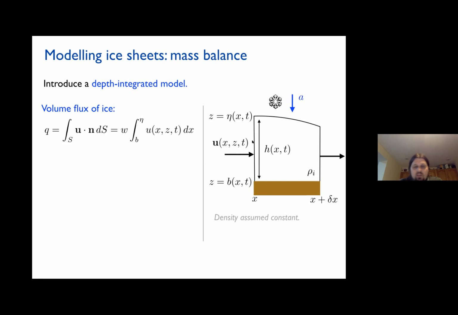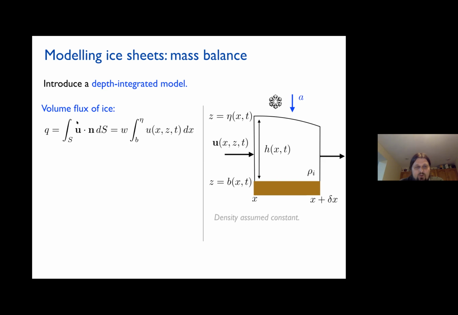But one of the key things that controls the rate of change of thickness of the ice sheet is how the ice flows around. The ice in general could deform as a viscous fluid, but we're not going to worry about the fine details of that in our depth integrated model. We're going to think about the volume flux of ice.